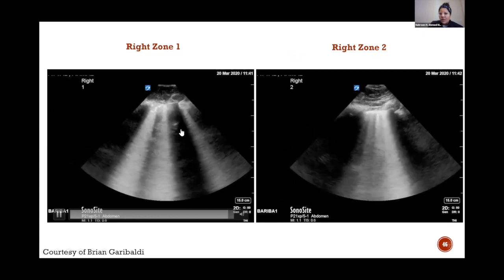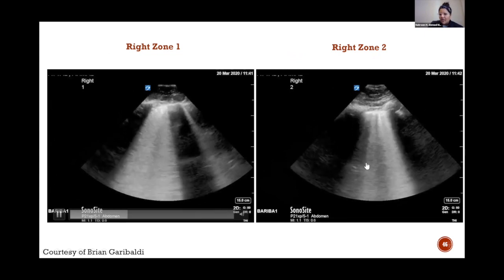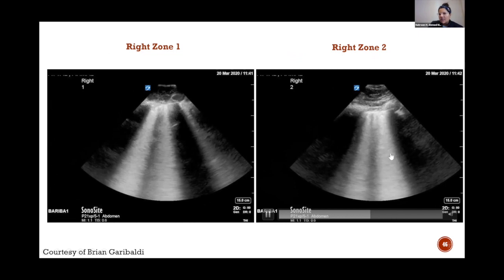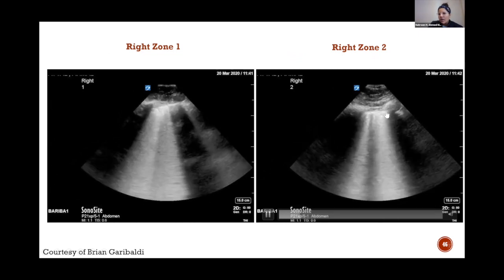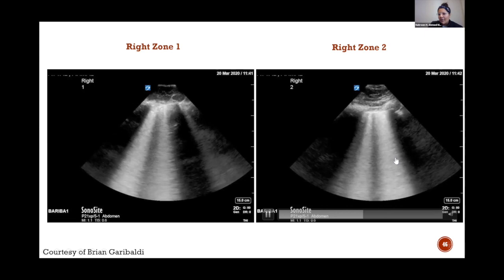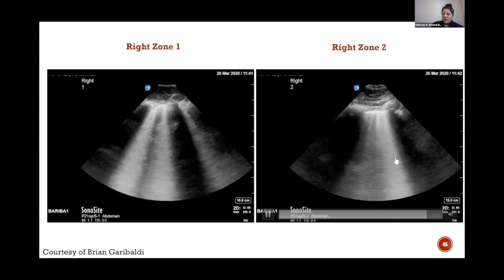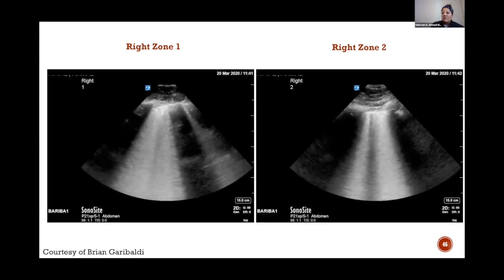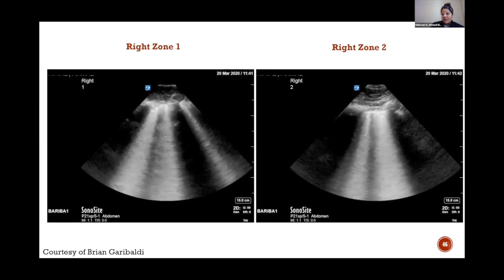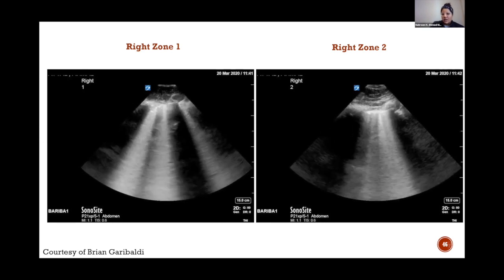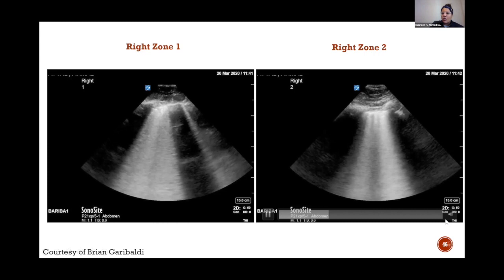You will see some areas of sparing. That does happen, as you will see on the chest CT as well. And again, here you're seeing confluent B lines, and this is bilateral. So again, to reiterate, irregular pleura, bilateral confluent B lines, and subpleural consolidations are the things that you're seeing in your COVID patients.